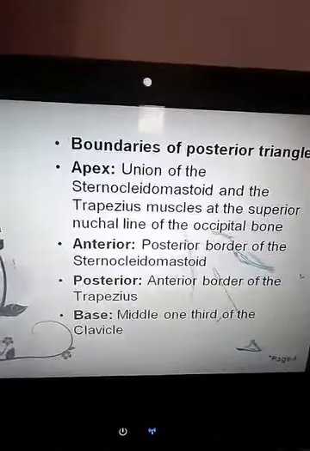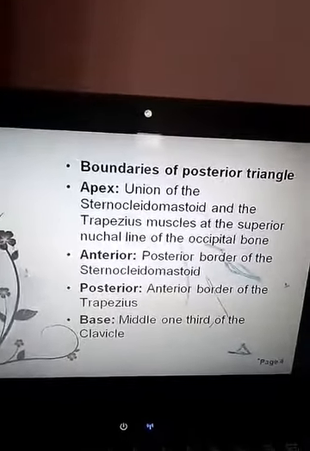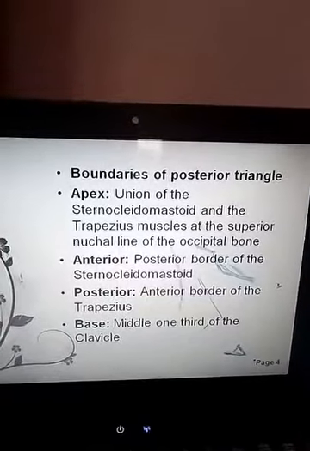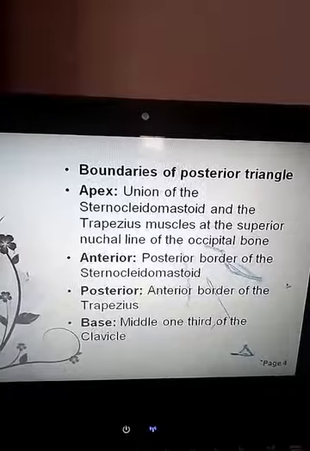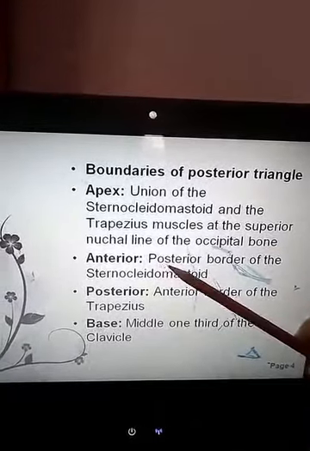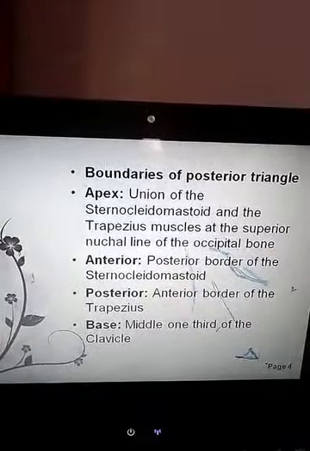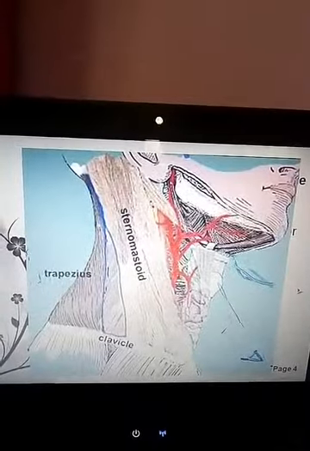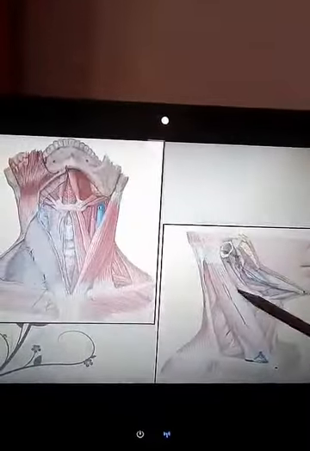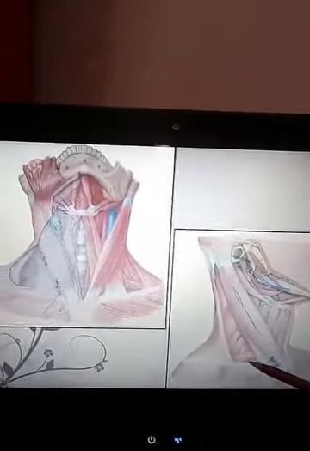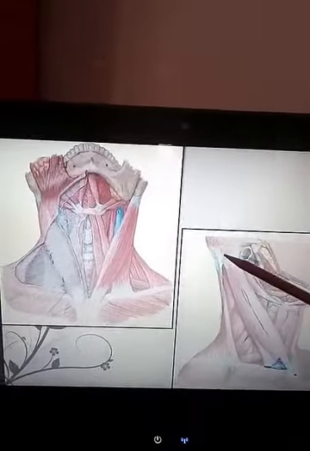The posterior triangle is triangular in shape. The apex is directed upwards and the base is directed downwards. The posterior triangle is formed by the posterior border of, so this is the picture. So this is the posterior triangle. The apex is upwards.